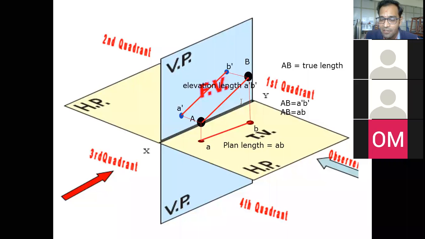Why is it right? Because both ends of the line are at the same distance from the vertical plane. But in this case, I have not mentioned the distances. So we can say line AB is parallel to the vertical plane. So whenever it is parallel to some plane, we are going to have the true length presented in that plane. I hope you are clear.